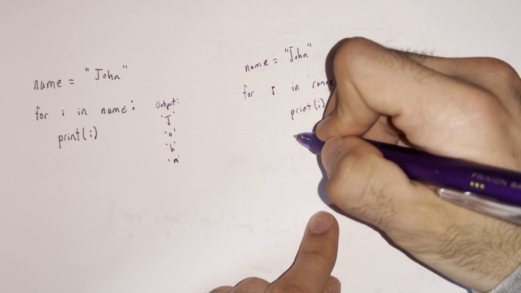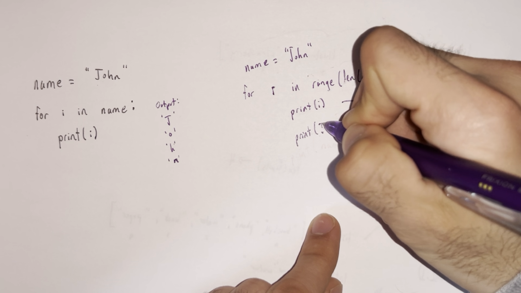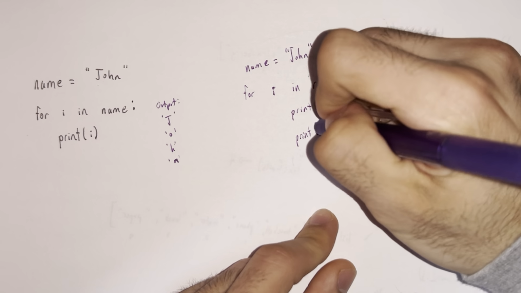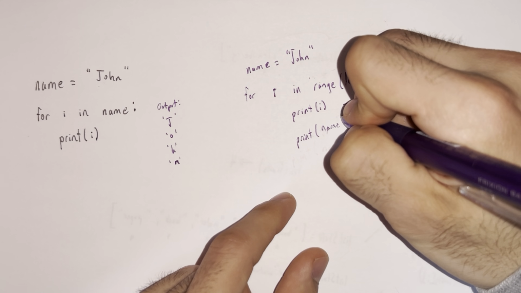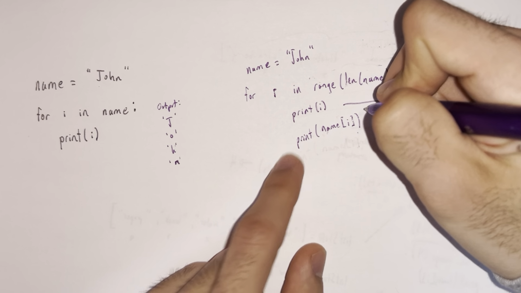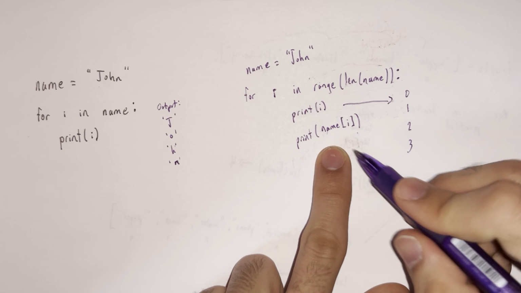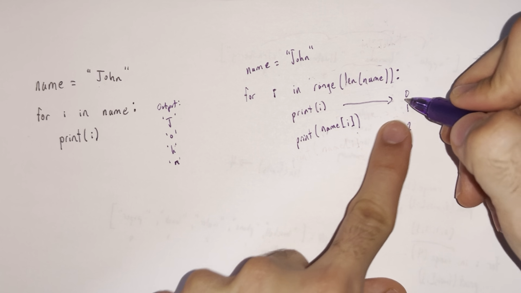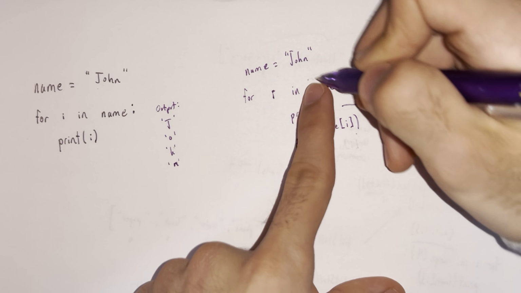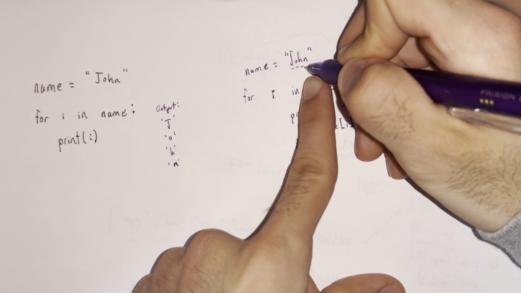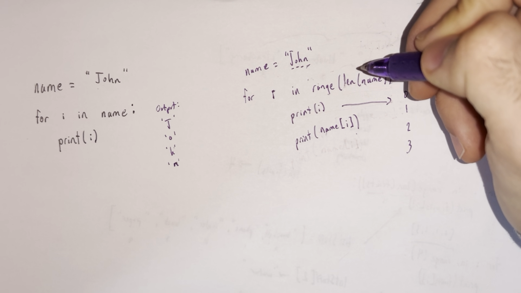So you would want to do print name at I. Print name at I, or at index I, whatever you want to call that. So that's going to give you the name at 0, name at 1, name at 2, name at 3. You know what I'm saying? So that's the idea there.